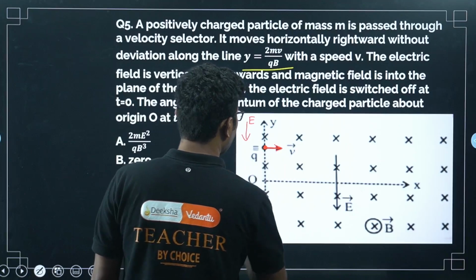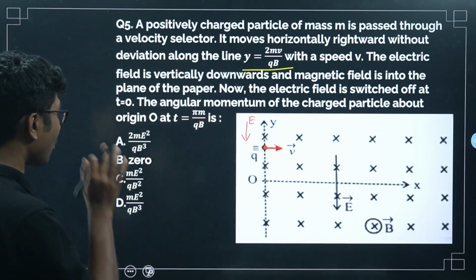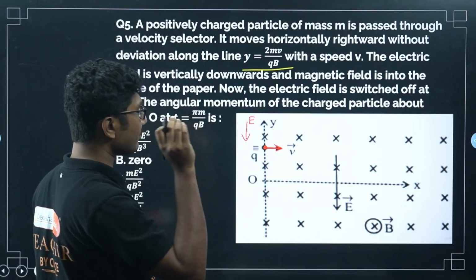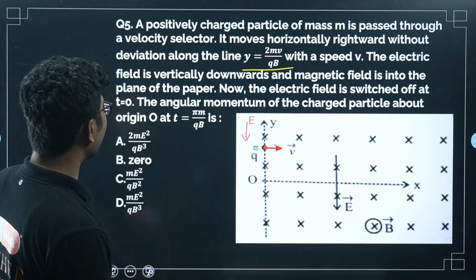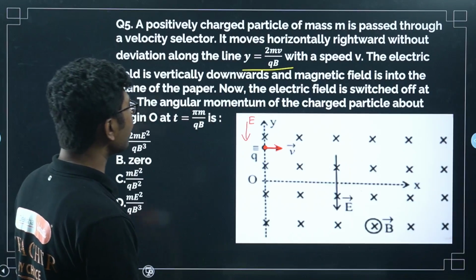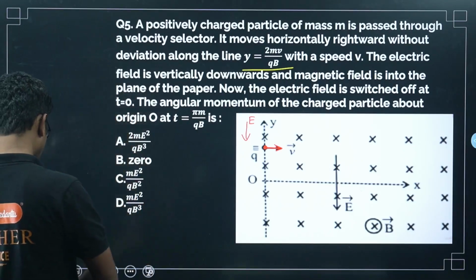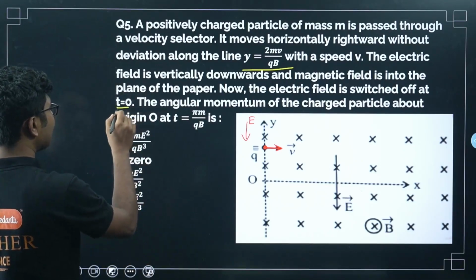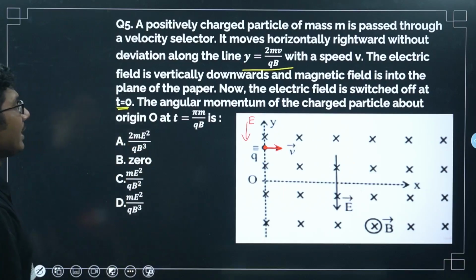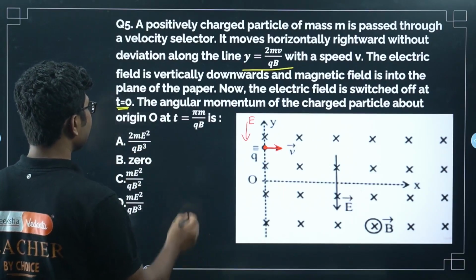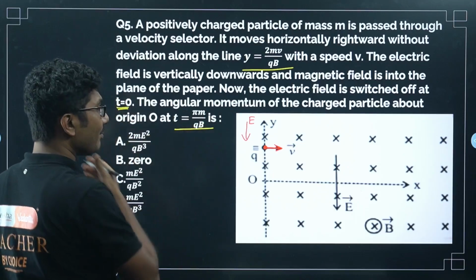Even though there is not much role of this electric field, you will see what is the role played by this electric field. Magnetic field into the plane of the paper. Now the electric field is switched off at t equals 0. So that's what I said, the electric field is not doing much except one very fine thing. The angular momentum of the particle about the origin at t is equal to pi m by qB.